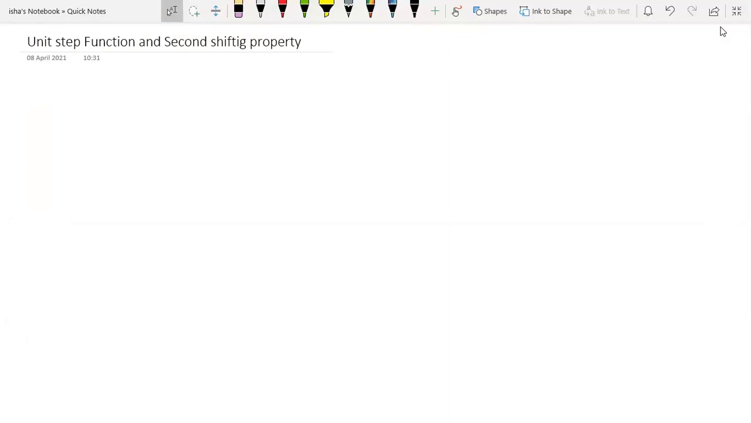In this lecture, we are going to talk about the unit step function and the second shifting property. I already defined what a unit step function is in the previous lecture.